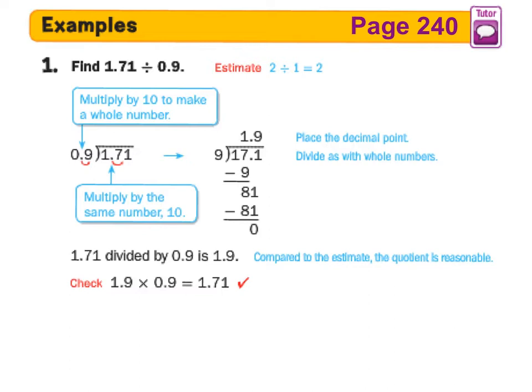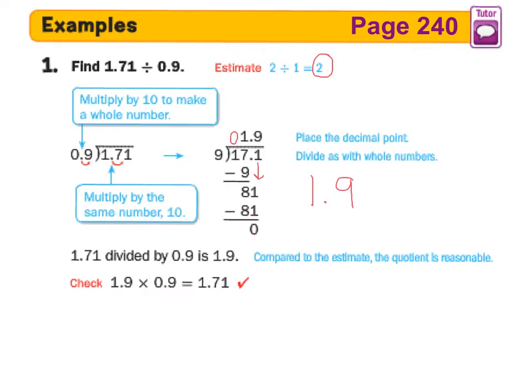The decimal comes up to the top, and we would say that 9 goes into 1 0 times, 9 goes into 17 just 1 time. Bring down the 9 and subtract and we get 8. Then we would bring down the 1, and 9 goes into 81 9 times. 9 times 9 is 81. We subtract and get 0. So our answer is 1 9/10. That is very close to our estimate of 2. So this makes a lot of sense for us.